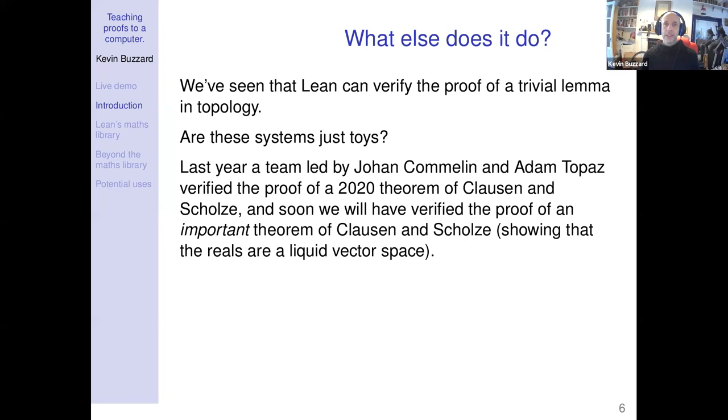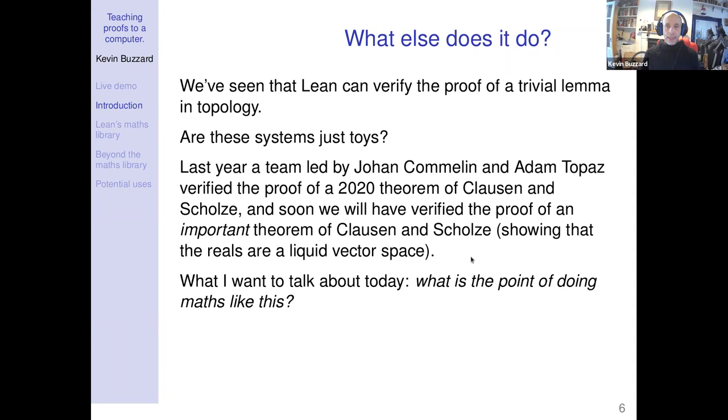It's very easy to make a simple toy. You can imagine for a computer scientist, it would be relatively straightforward to make a simple toy that knows some axioms, and then you can apply the axioms to prove some lemmas. But this is a lot more than a toy. This turns out to be an extremely powerful system. It was written by a genius, Leo de Moura. So there we are.